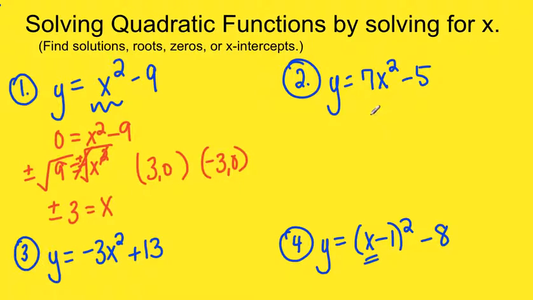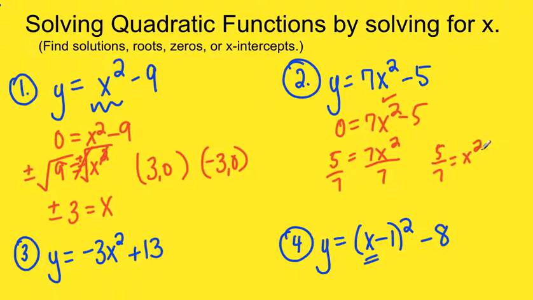So let's look at the next one here. You can see I can set this equal to 0, first of all, and then solve for x because there's only one x term. So add 5, and then I can divide by 7. So I'd have 5 sevenths equals x squared. And then to get rid of that square, I would take the square root and put plus or minus in front. So x would equal plus or minus the square root of 5 sevenths.